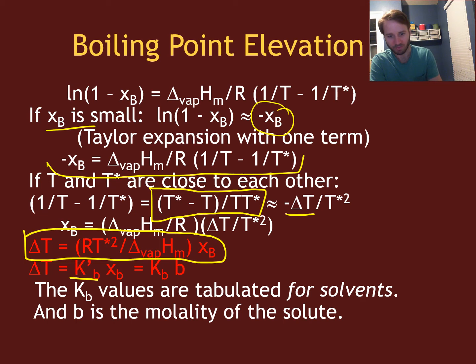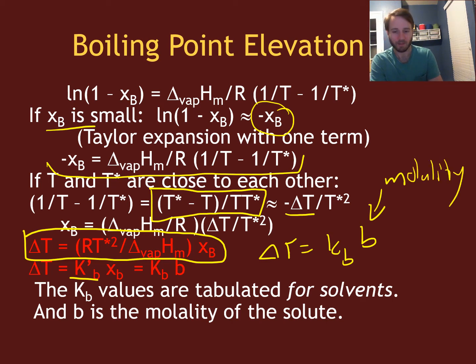Now often we see this equation as delta T equals K B times B, where B here is the molality, okay, and then KB here is your boiling point elevation constant, which we see is related with the normal boiling point temperature and the enthalpy of vaporization for that solvent, with some factors of R thrown in there, as well as some factors of molar mass and things like that, in order to convert from mole fraction to molality.